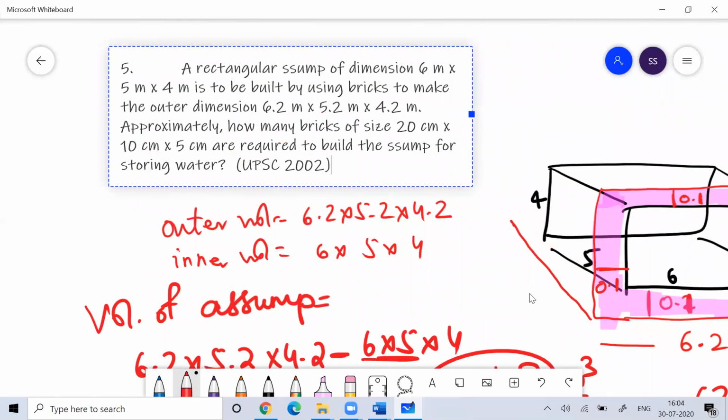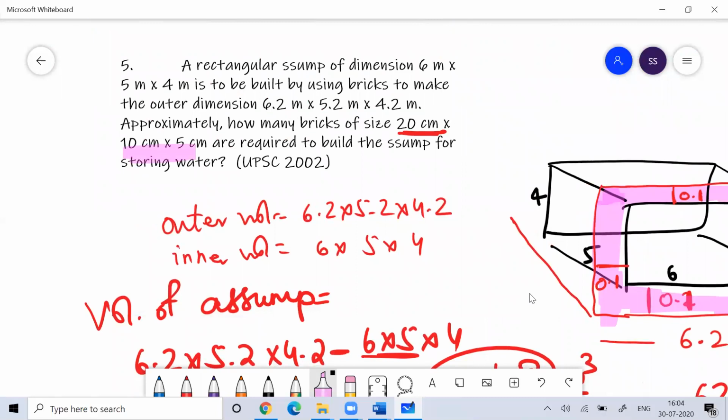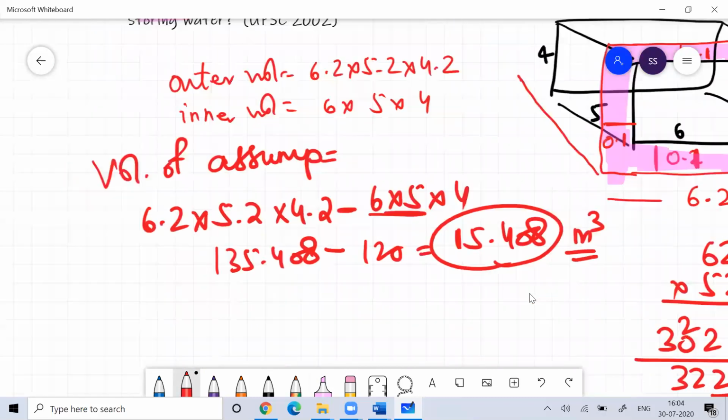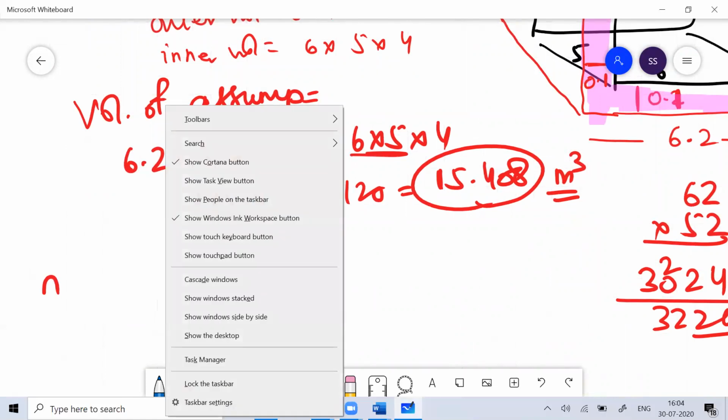Now, approximately how many bricks of size 20 into 10 into 5 are required to build this for storing water? So this is the volume, and now how many bricks? The number of bricks would be... one minute.